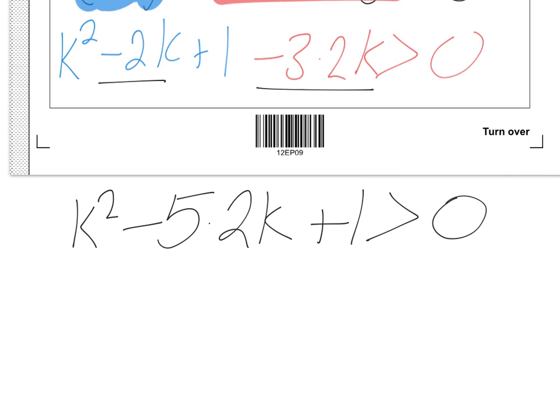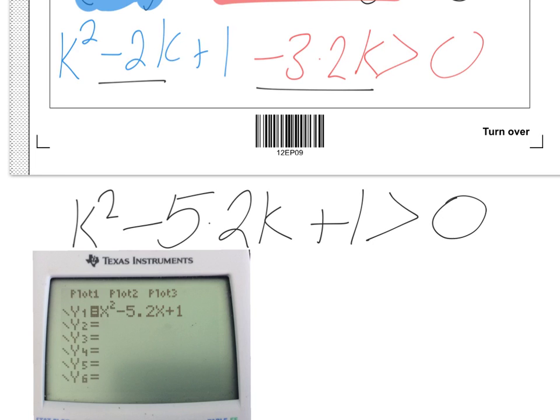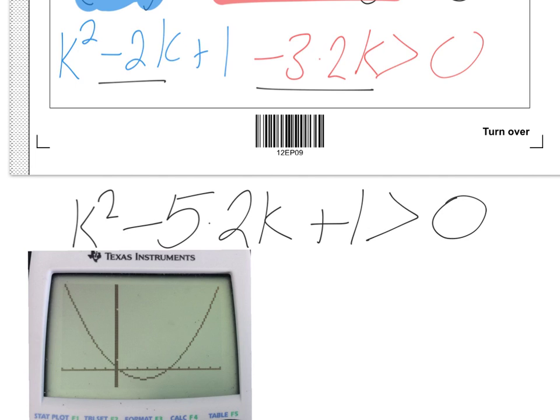I could solve it algebraically probably, I don't know how nice those solutions are going to be, or I can just get my calculator to graph it for me and figure out where that graph is bigger than 0. So I'm going to type into the graphing calculator x squared minus 5.2x plus 1 is greater than 0, and this is what will happen. That's what it looks like once I've typed it in. The graph that you get looks like that. And you can see that there are two intersections. And where it's bigger than 0 is this section here and this section here.